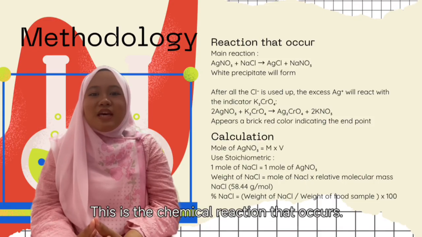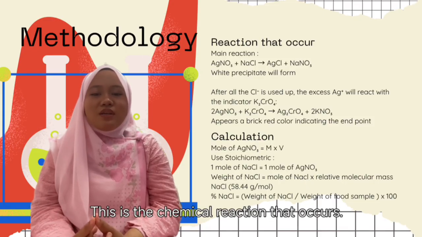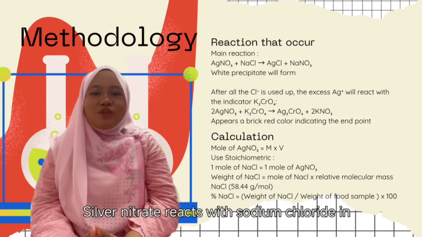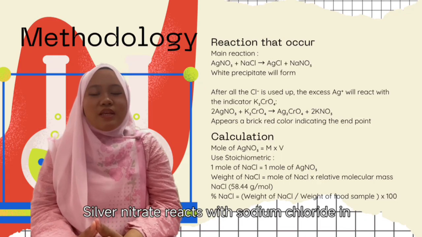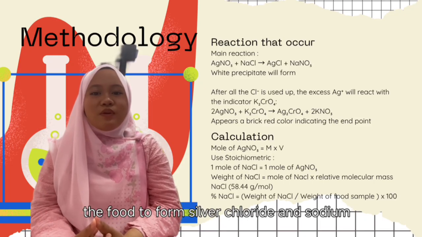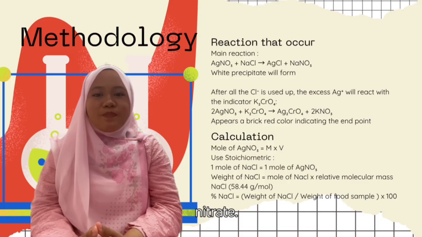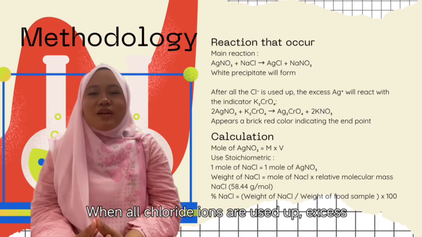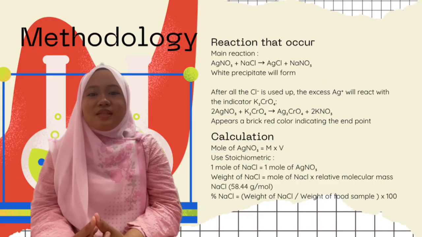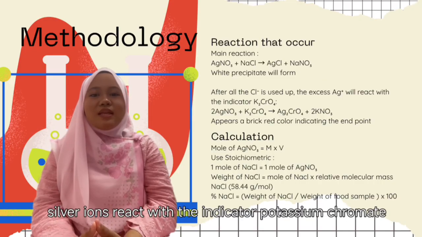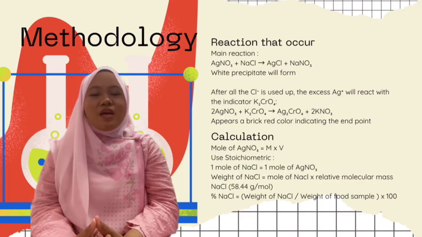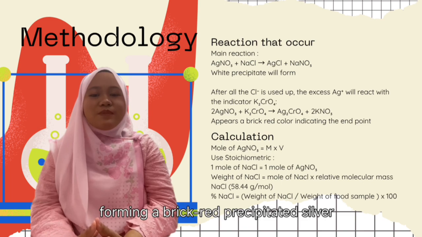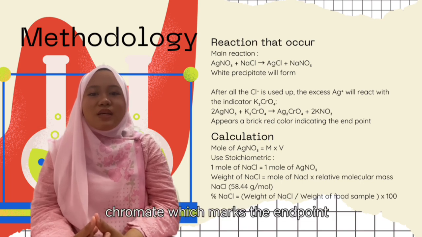This is the chemical reaction that occurs. Silver nitrate reacts with sodium chloride in the food to form silver chloride and sodium nitrate. A white precipitate forms first. When all chloride ions are used up, excess silver ions react with the indicator potassium chromate, forming a brick red precipitate, silver chromate, which marks the endpoint.